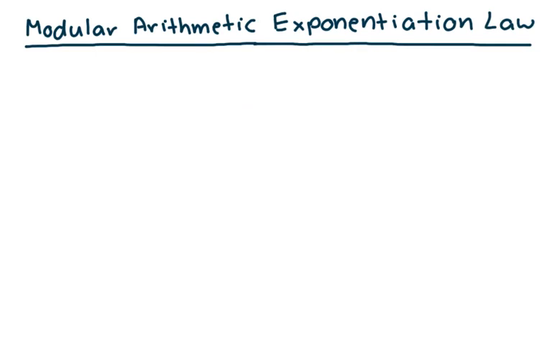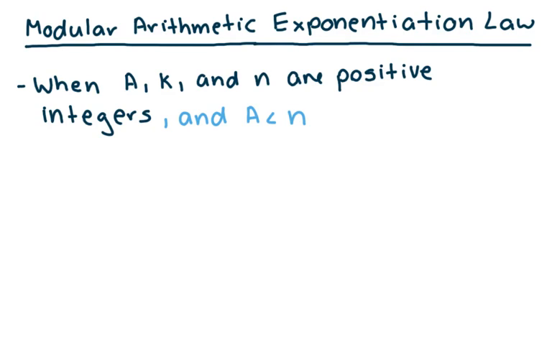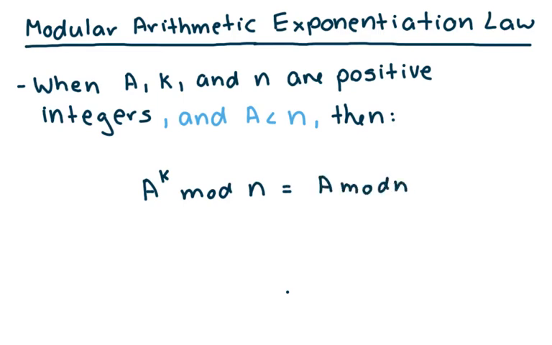So first off, this modular arithmetic exponentiation law tells us that when a, k, and n are positive integers and a is less than n, then a to the k power mod n is equal to a mod n, all raised to the k power mod n.